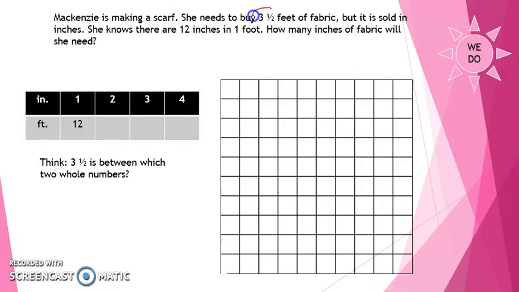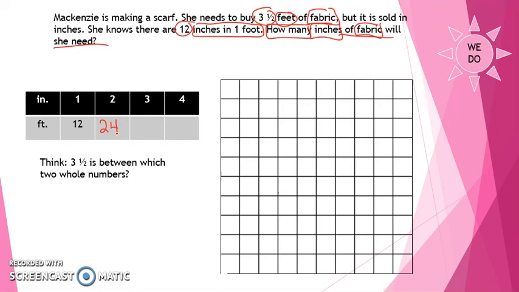So she needs to buy 3 1/2 feet of this fabric. It's only sold in inches, and she knows that there are 12 inches in 1 foot. We want to know how many inches of fabric she will need. Well, in the chart, it gives us that 1 foot is 12 inches. And so if we know that 1 foot is 12 inches, then we automatically know that 2 feet is going to be 24 inches. So it's basically going to double.